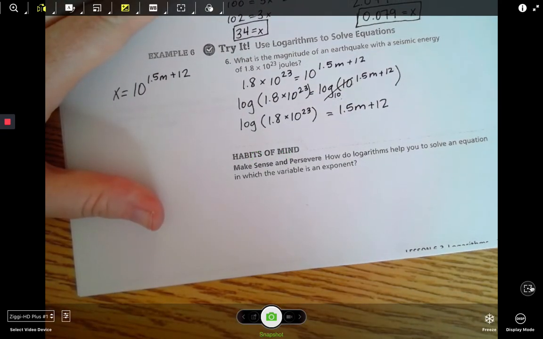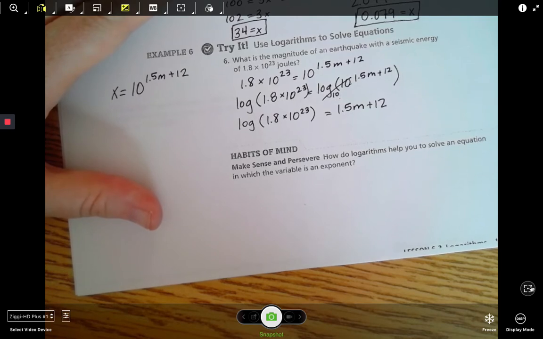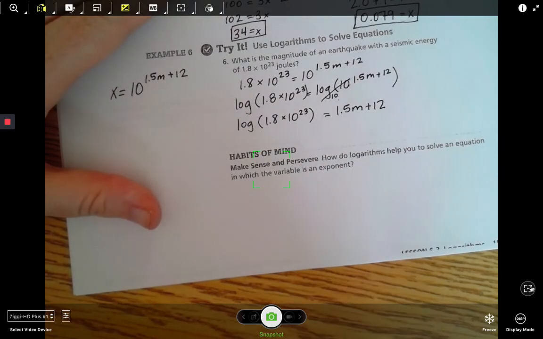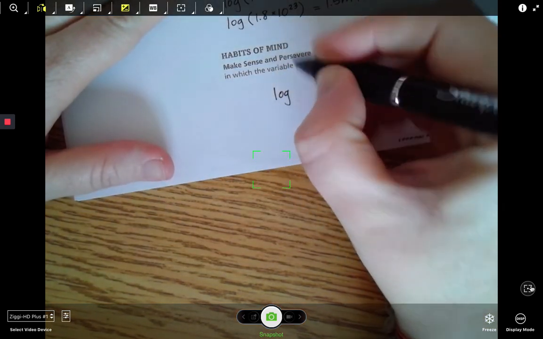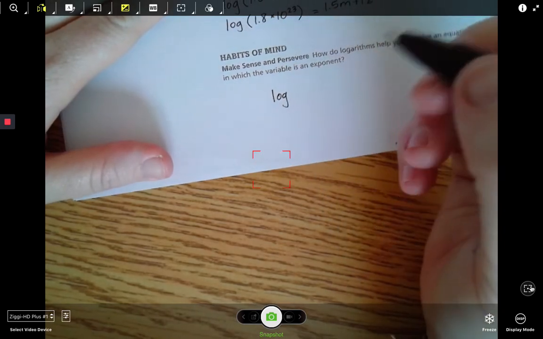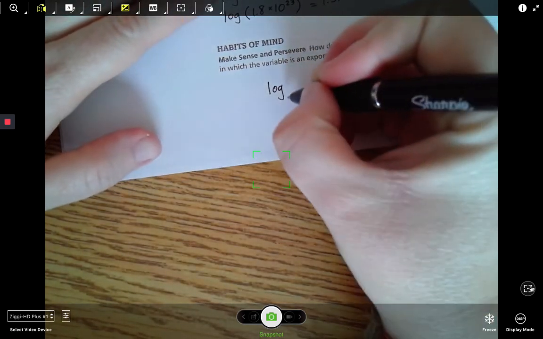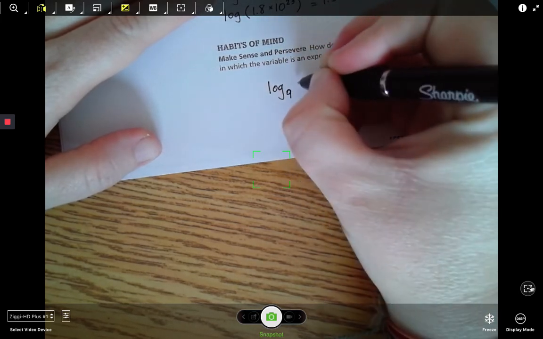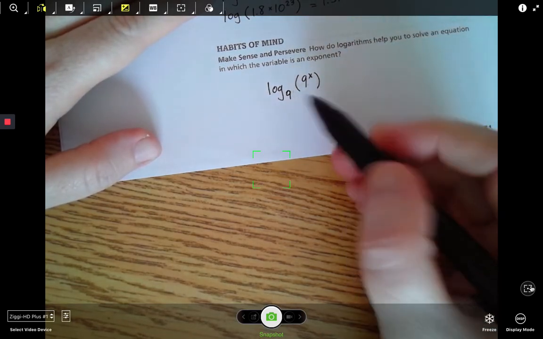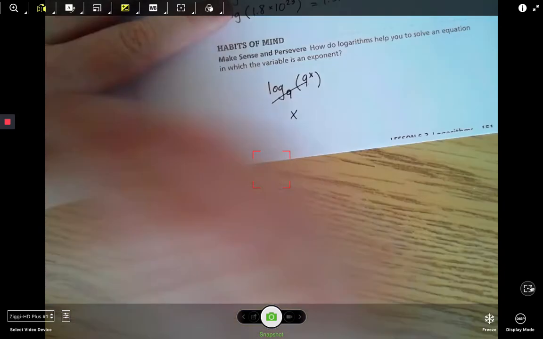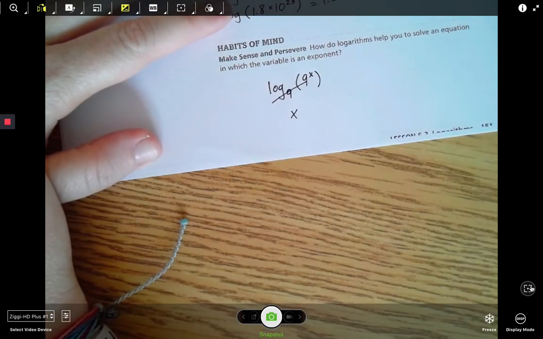I think we had a problem earlier where it would have canceled it out. It's a property. So, let's say I had log of 9 raised to the 9x, like that. You see how these two numbers are the same? So that would cancel out, and my answer would just be x. Okay? Does that make sense?